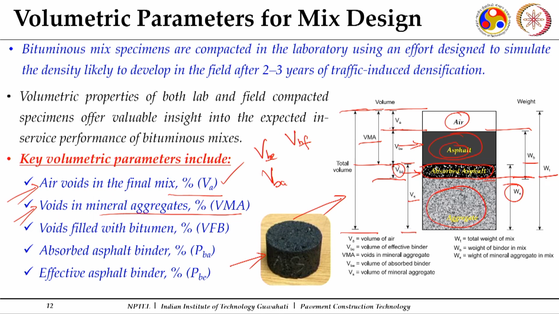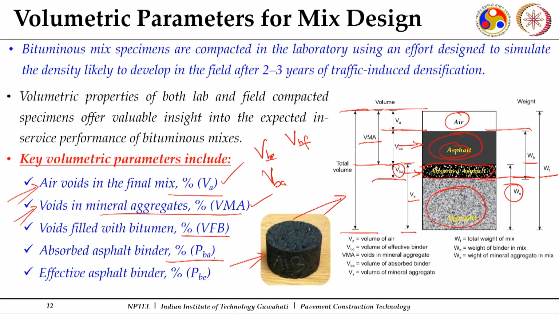Here only my binder is available, the free binder which is going to coat the aggregates, and the air voids. So, for me this voids in mineral aggregates is important. Voids filled with the bitumen, because out of this total voids which includes asphalt, I need to know the share of the asphalt also, so that I can get an idea about how much coating is possible. I want at least a good share in this VMA from the asphalt, the volume of the asphalt.